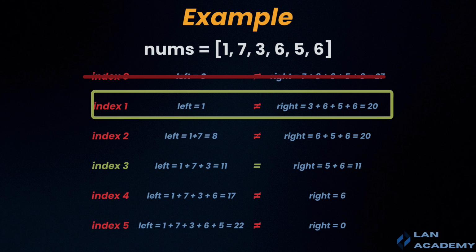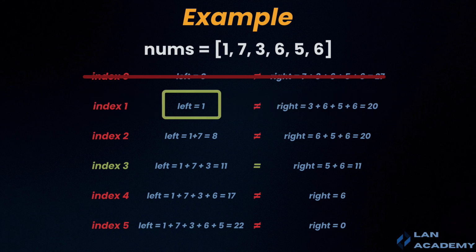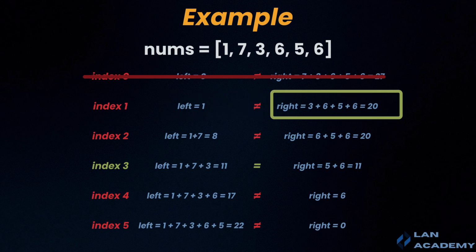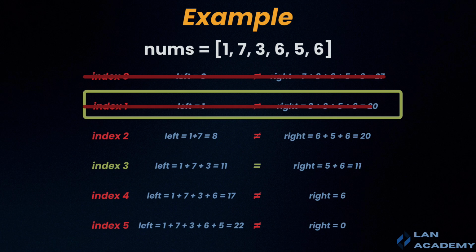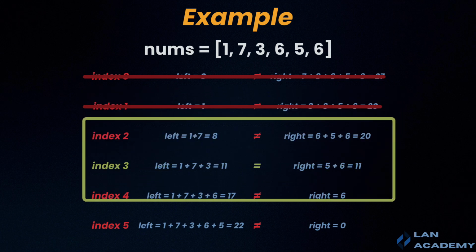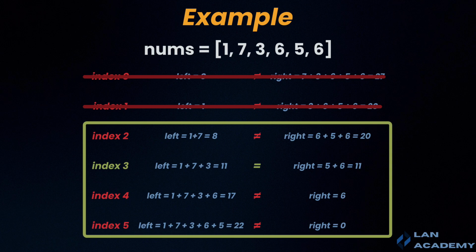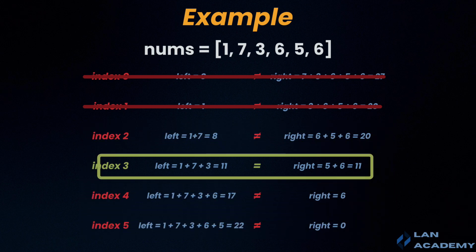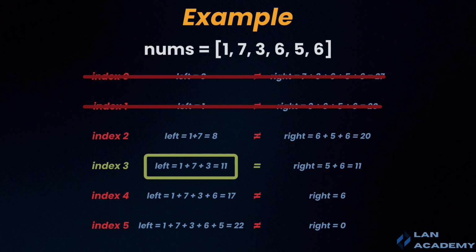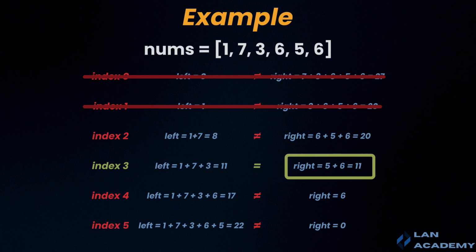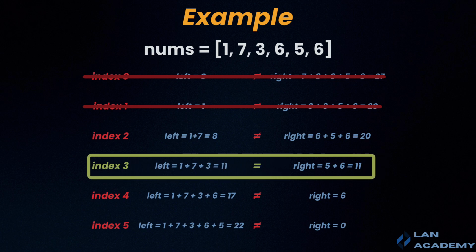Next, I move to index 1. The left sum is the total of the elements before index 1, which is just 1. The right sum is the total of elements after index 1, which is 3 plus 6 plus 5 plus 6, totaling 20. Again, they're not equal, so index 1 is not the pivot index either. I continue this process for each index in the array. When I reach index 3, the left sum is 1 plus 7 plus 3, which equals 11, and the right sum is 5 plus 6, also equaling 11. Since these sums are equal, index 3 is a pivot index, so I return 3.